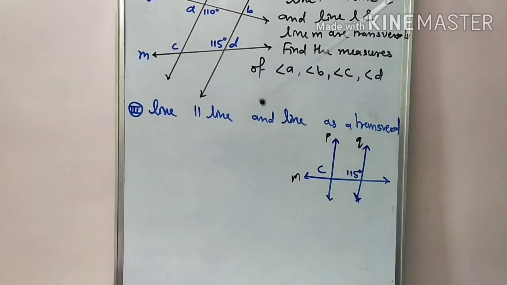Similarly for D, we notice that 115 and angle D are linear pair angles, so we take their sum as 180 degrees, and then we find the measure of angle D also. Okay, so try to solve this, students.